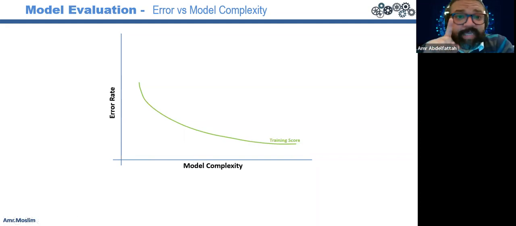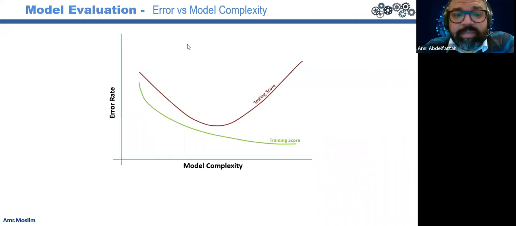This is the error rate, and this is the number of iterations or model complexity. This is for the training data only, not for the testing data or validation data. This line. After you run some tests in the model evaluation, you find a very interesting feature. The error rate for the testing data is going down, and after a certain point, it goes up again. This is a very interesting criterion, actually.